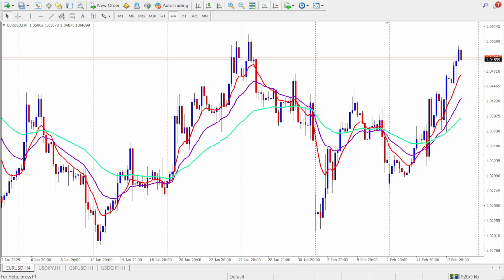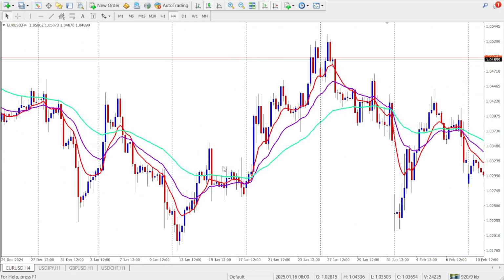Now, even though this strategy is quite effective, traders often make critical mistakes that reduce its effectiveness. So here's what to watch out for. The first key point is trading every crossover. It's important for you to note that not every crossover is a strong signal. Okay? So always check for trend confirmation before entering.